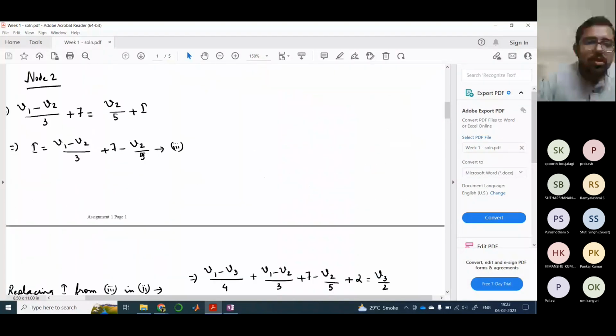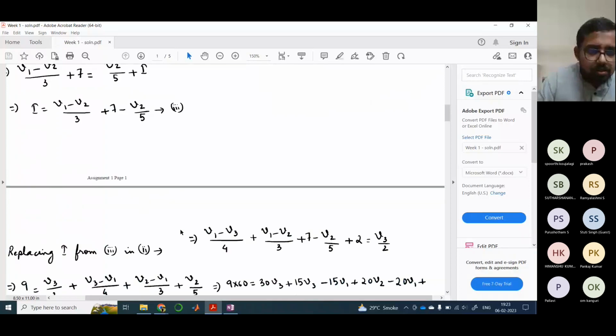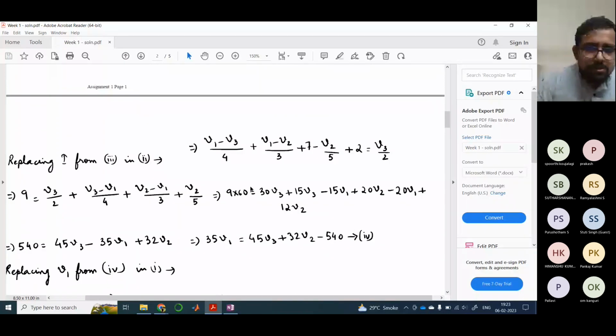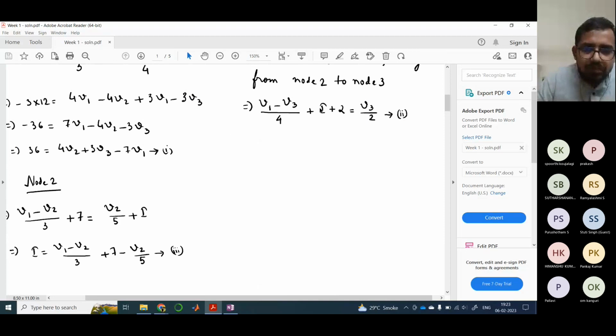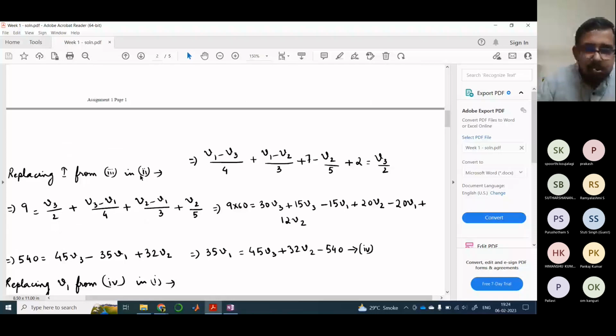Now we have these three equations, and after this you try to solve them. As you can see, we have this I term here and this I term here. So I framed equation 3, and I replaced this I in this equation, replacing I from 3 in 2. Using this, I got this equation.